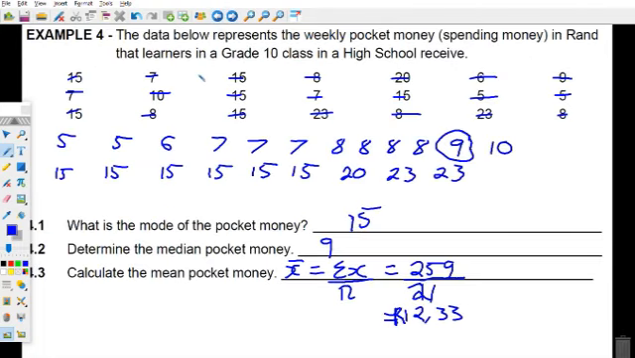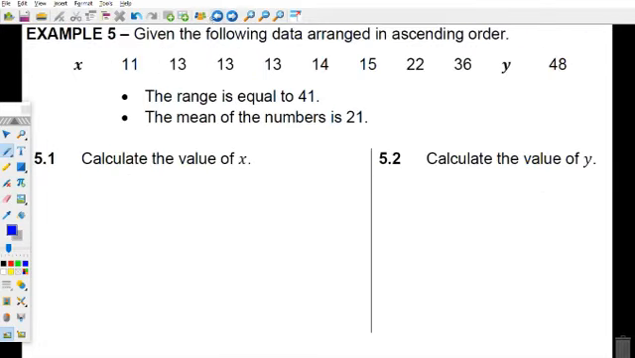Okay, you guys ready? Yes. Okay, let's look. Given the following data arranged in ascending order. So what did they say? It's in ascending order, so we don't have to do some things. If the range is equal to 41 and the mean is equal to 21. So now let's have a look here. The range is equal to 41. So calculate the value of x.